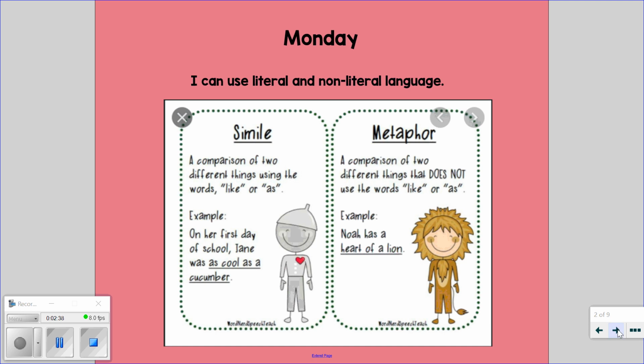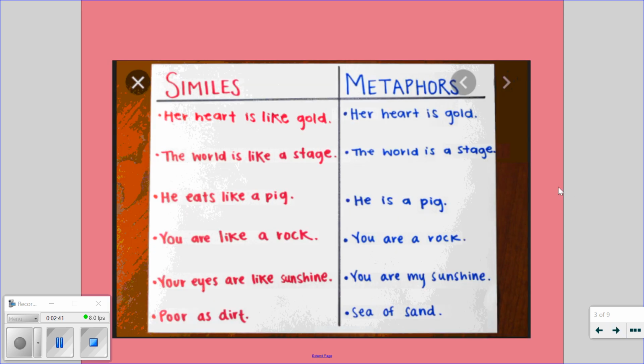Let's look at some more examples of similes and metaphors. These are some examples that you might want to use in your poem. We want to see you use similes and metaphors to describe your mom. So let's look at some examples. If you want to say something about your mom being a really nice person and caring for other people, you might say, her heart is like gold. A common metaphor in English is her heart is gold, or she has a heart of gold. That just means that she's very kind and she cares about other people.